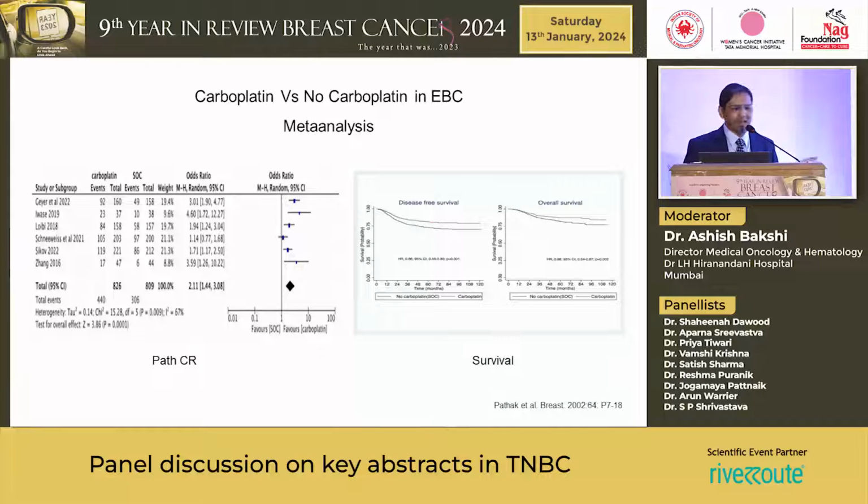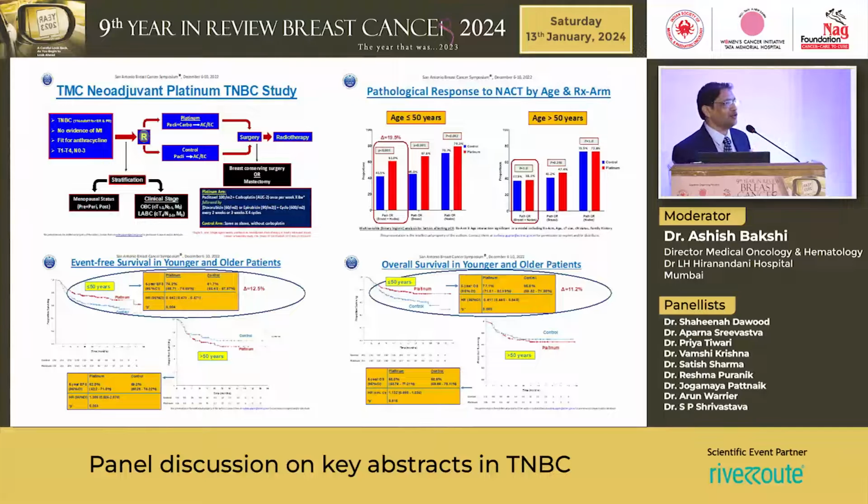There is one more meta-analysis, and that has similar results. Now coming back to Sudeep sir's study, this was presented last year at San Antonio, the TMC neoadjuvant platinum study. This has clearly shown that pathologic CR rates are more when you add carboplatin. And the event-free survival benefit was more in the group of patients who were less than 50 years of age.